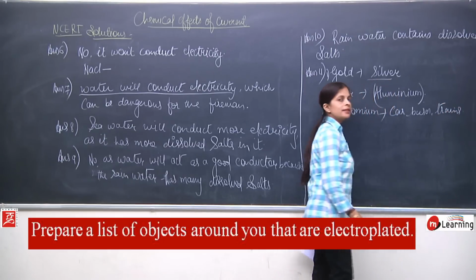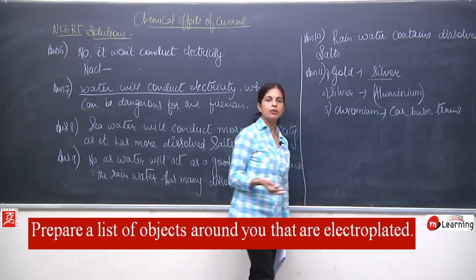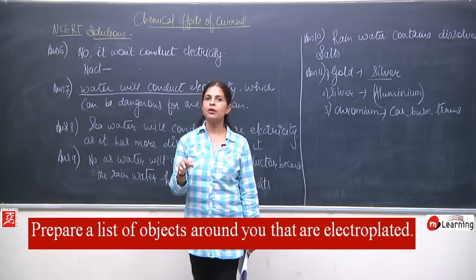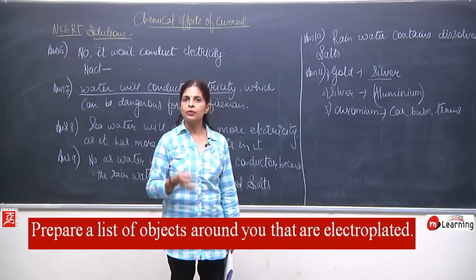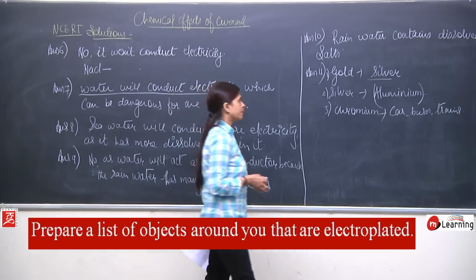Why is it electroplated? To make it look shiny. Yes, the open part of the object which is visible, as we see on cars and buses, is visible and shiny. So chromium electroplating is done on that.